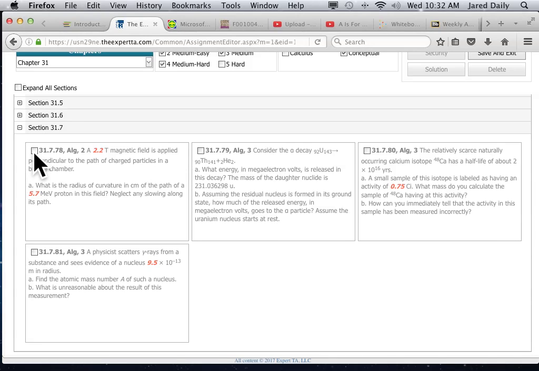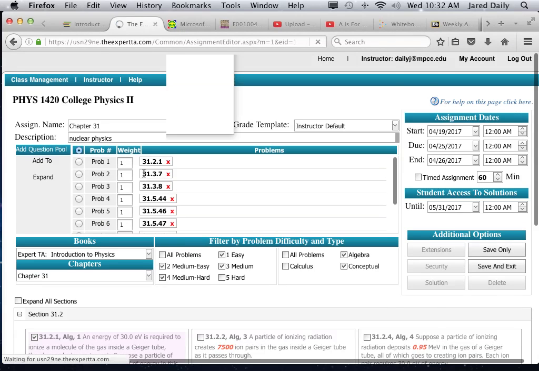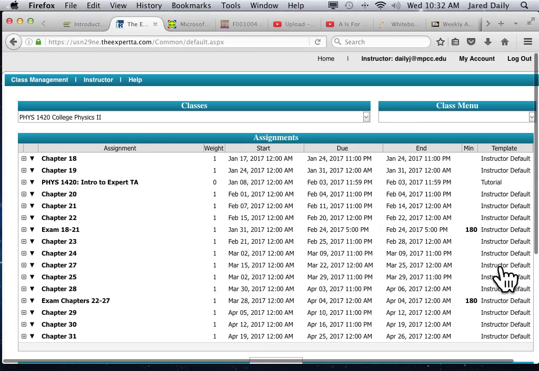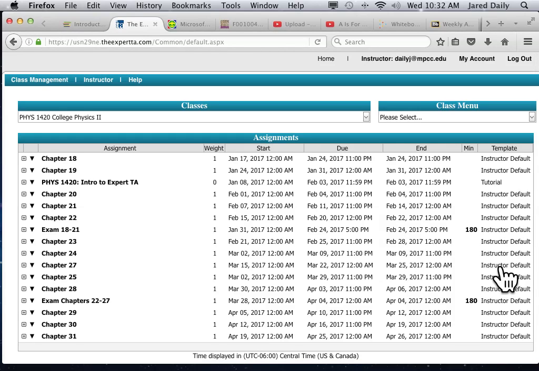Charge power field and bubble chamber. Here they talk about a bubble chamber, but they didn't talk about it in the class. Not very much to do on this. Main problems. Save and exit. So that homework is up and ready to go.